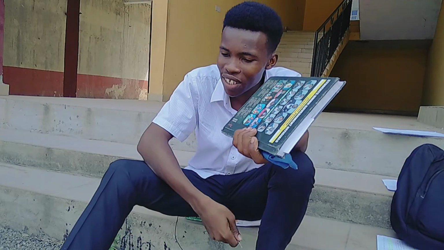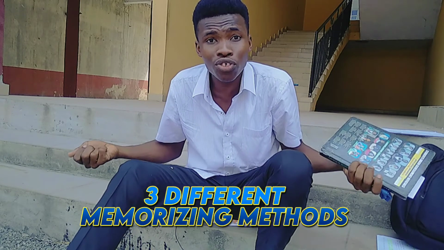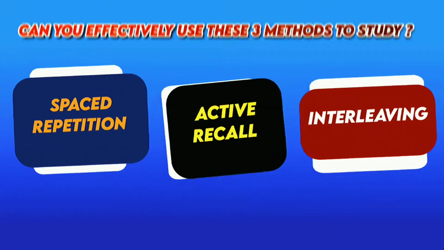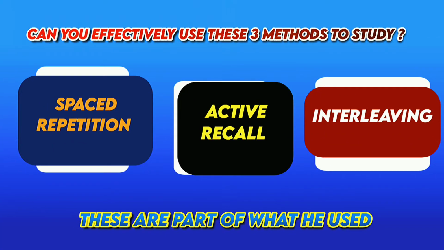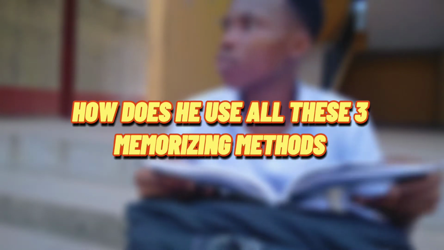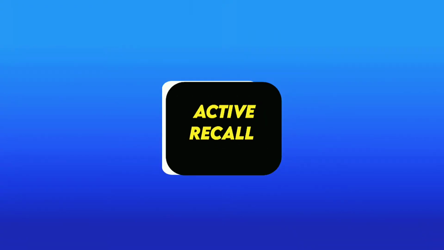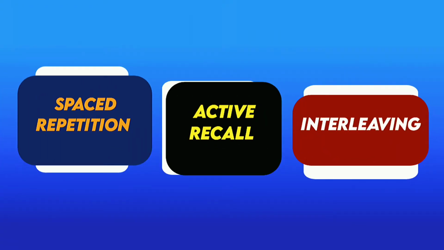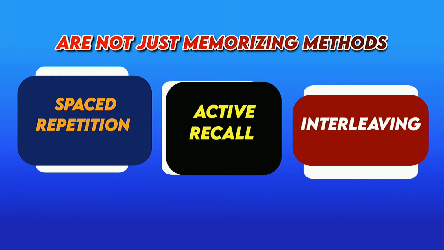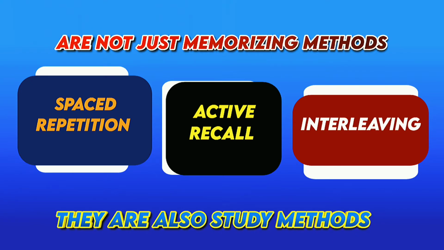The next reason Abdaal ranked first is because he used 3 different memorizing methods, which actually made it almost impossible to forget whatever he studied. Wow, just look at this. Once you see this, you might be thinking what I'm thinking, and you will be left with one question in your mind: how does he use all these 3 memorizing methods? Let me show you. Active recalling, spaced repetition, and interleaving are not just memorizing methods. They are also study methods and powerful ones as well.